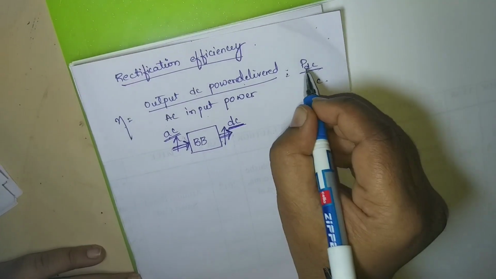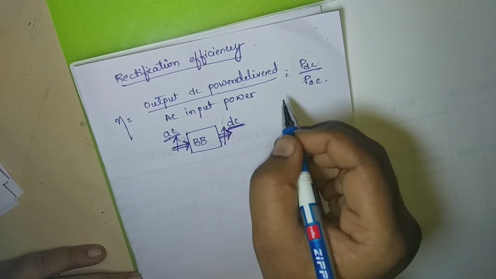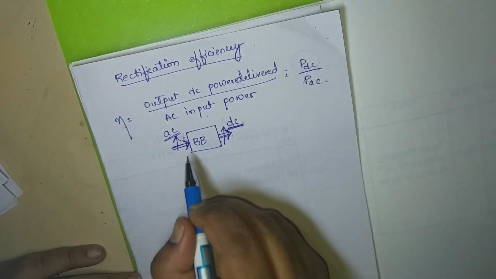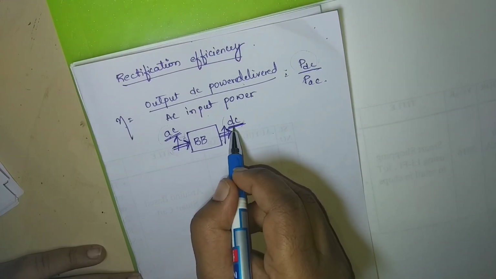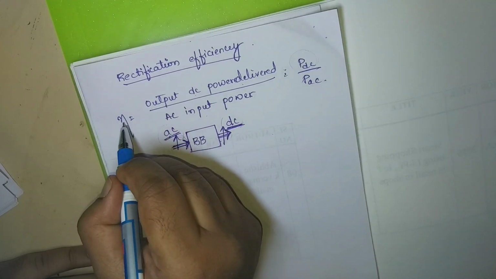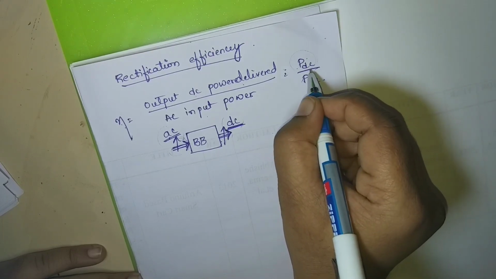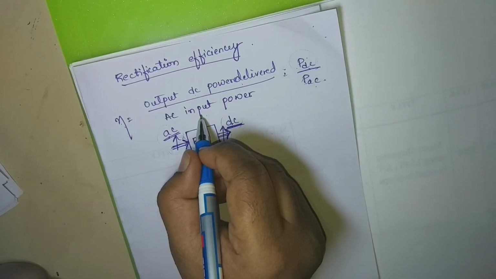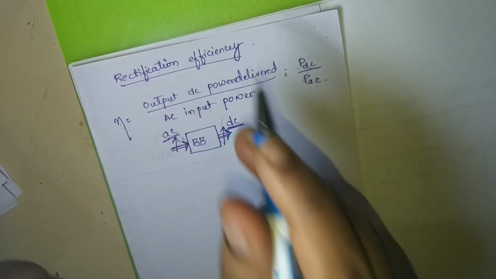So DC power is the measuring unit here and AC power is the measuring unit here. What is the power of DC I am getting and what is the power of AC I am giving into it? That will define the efficiency. So we call it PDC, power DC, which is obtained at the output, and PAC, power AC, which we have given at the input. This is the ratio that defines the efficiency.